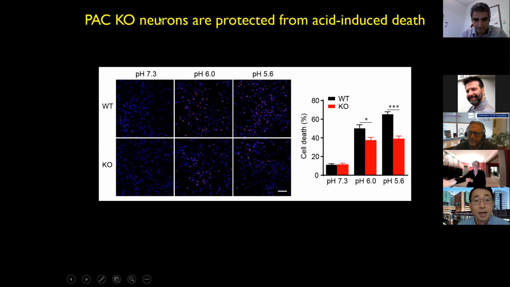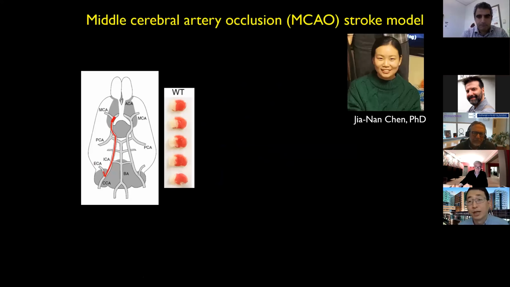So we isolated primary neurons. Again, when we treat the neurons with low pH, a percentage of cells will die. And in the knockout, we found significant protection from that acid-induced neuronal cell death. So the next step is really to look at this in an animal model, where you can basically do a surgery and put a filament into the mouse brain, and it will block the middle cerebral artery for a number of times. This will cause necrotic brain injury. Typically the core region is very difficult to salvage, but in the surrounding regions, you might have a way to rescue those cells.